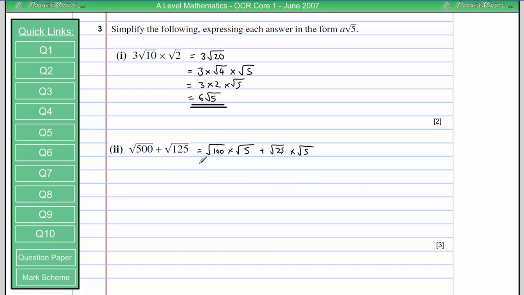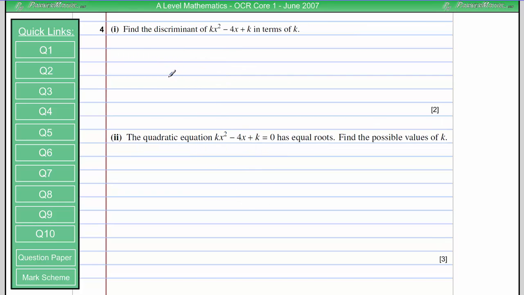Simplifying down, I know root 100 is 10, so that becomes 10 root 5. Root 25 is 5, so this becomes 5 root 5. And then I've got 10 lots of root 5 plus 5 lots of root 5. If I've got 10 lots of anything and I add another 5 lots, I get 15 lots of whatever it is, in this case root 5. So the answer here is 15 root 5.